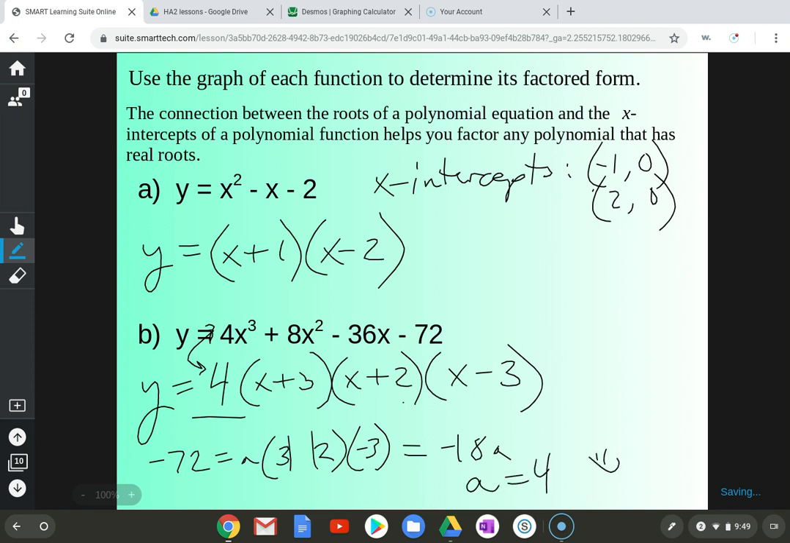It's amazing. Okay, so anyway, just to show you a little shortcut, if you have the function already in expanded form, that leading coefficient will be the same as the dilation factor here. You can just bring it down.